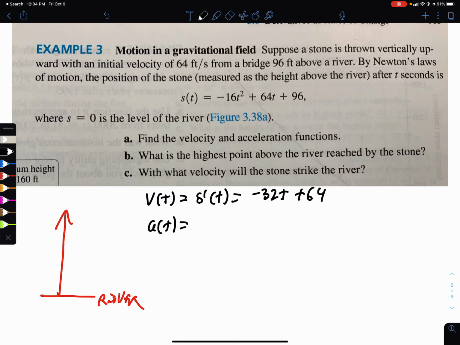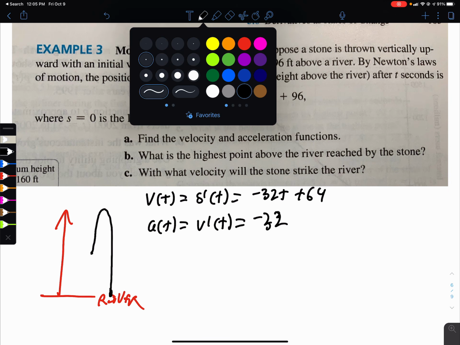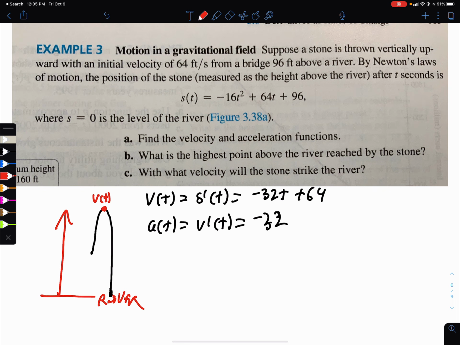Acceleration, you should know, is the derivative of the velocity. So I take the derivative again, I just get negative 32, and that is my acceleration function. Part A is done. What is the highest point above the river reached by the stone? Here's where you have to think. If you throw a stone up, it goes up, and then it comes down, and it hits the river. At the highest point, I claim that the rock stops moving up. At that point, the velocity is 0.